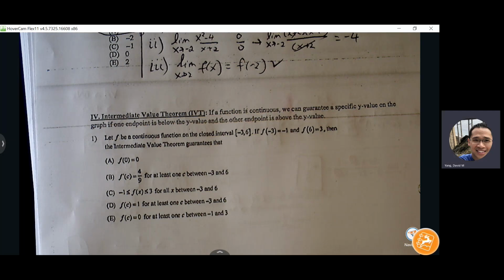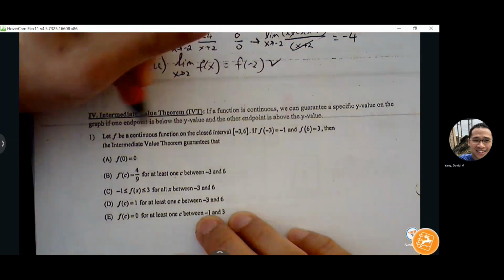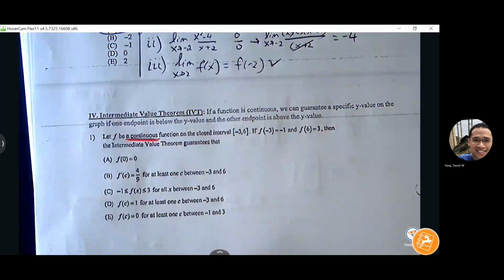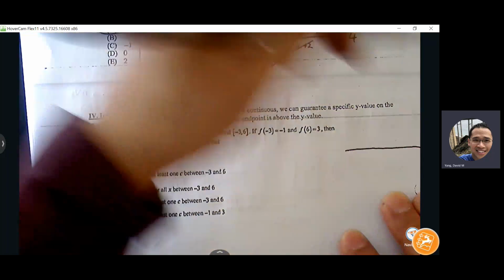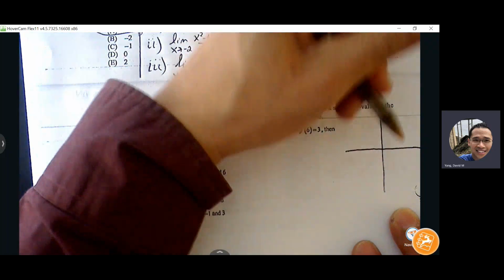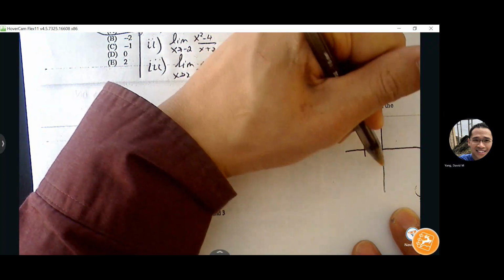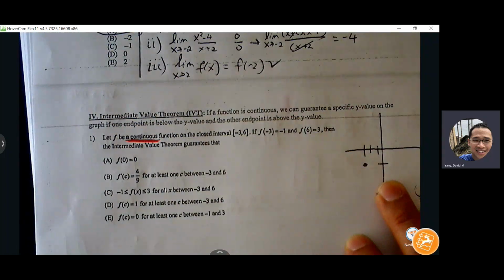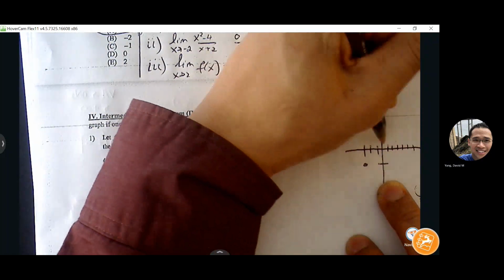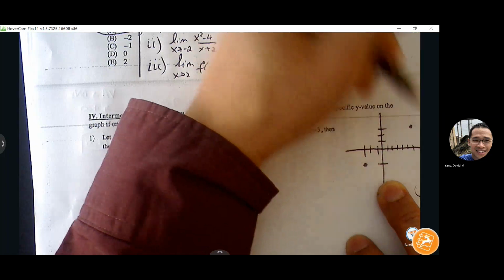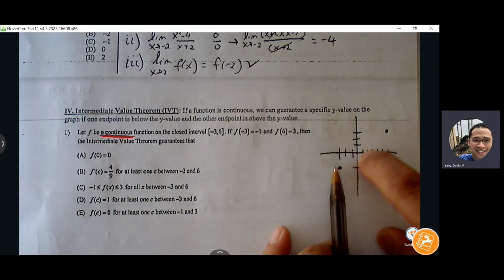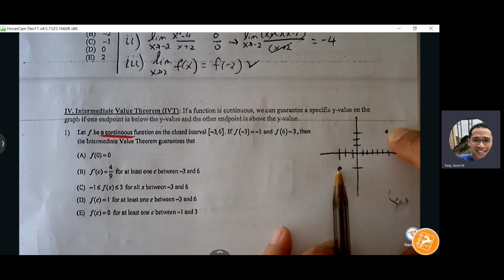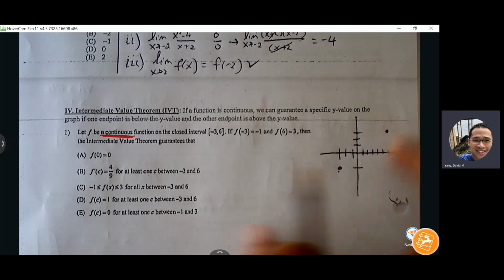So number one, it says let f be a continuous function on the closed interval. So we've established continuity here. If f of -3 equals -1, I like to just sketch the graph to have some visual perspective here. If f of -3 is -1, and f of 6 equals 3, so we know the graph has to connect and touch all the y values at least once between -1 and 3, right? Okay.